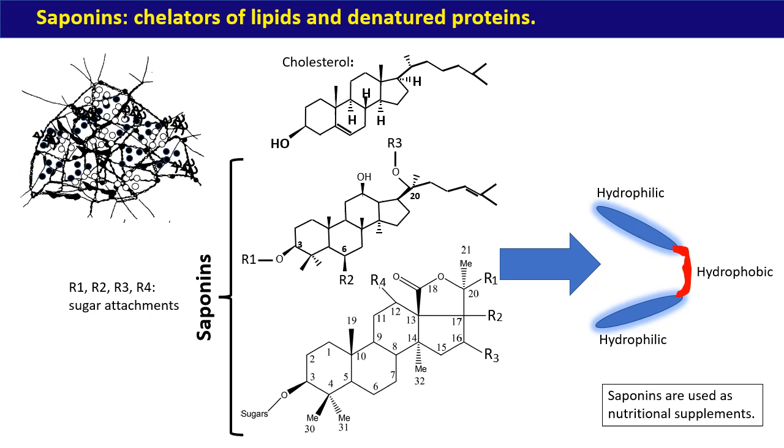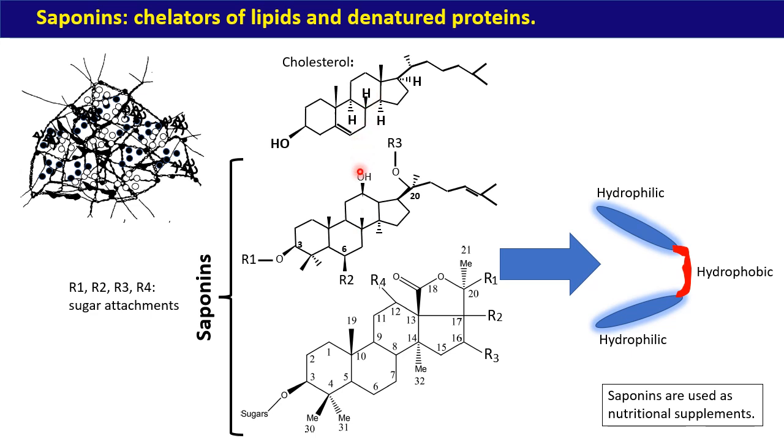Can we remove the deposits from Bruch's membrane? Saponins are amphipathic molecules that have a 4 or 5-membered hydrophobic ring backbone and hydrophilic sugar attachments like R3, R1, R2. Note the structural similarity between the saponins and the cholesterol molecule.